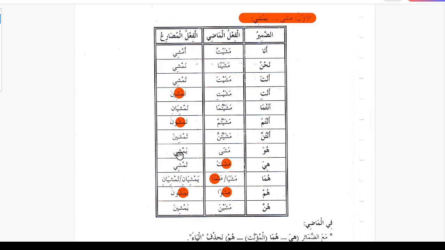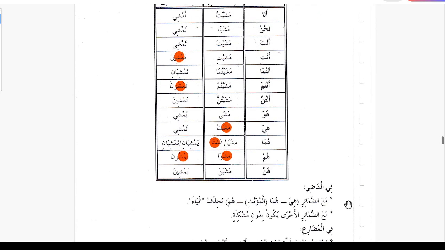For present tense, huwa yamshi, huma yamshiyani, hum yamshuna, hiya tamshi, huma tamshiyani, hunna yamshina, anta tamshi, antuma tamshiyani, antum tamshuna, anti tamshina, antuma tamshiyani, antunna tamshina, ana amshi, nahnu namshi.